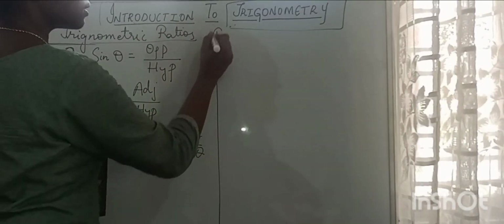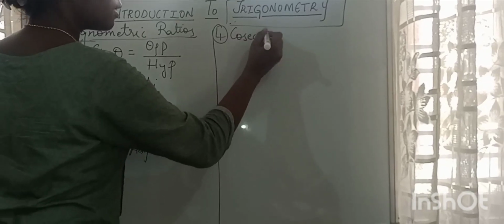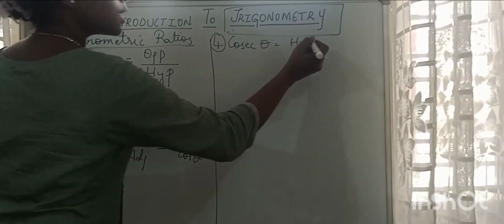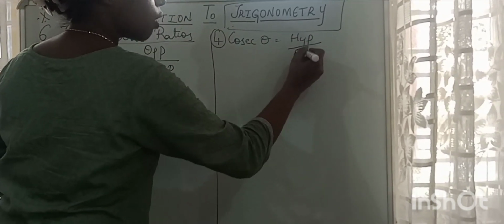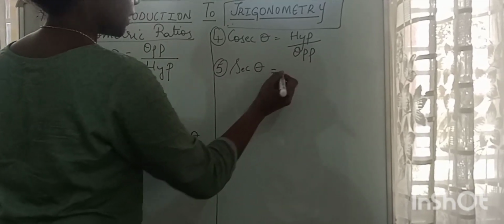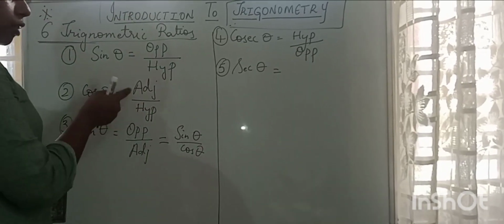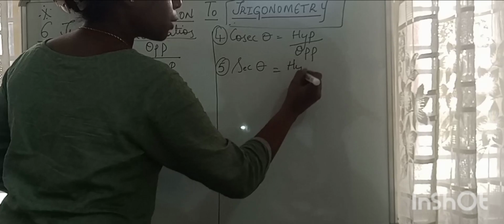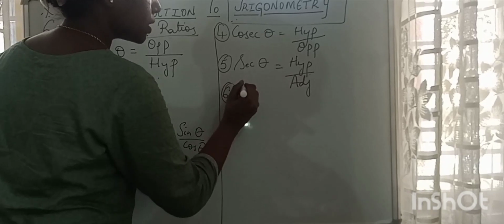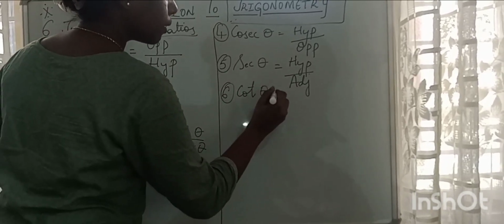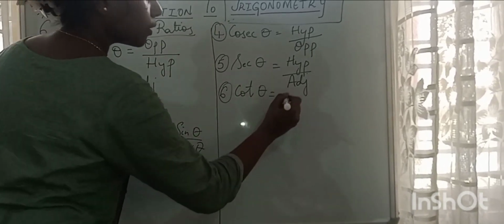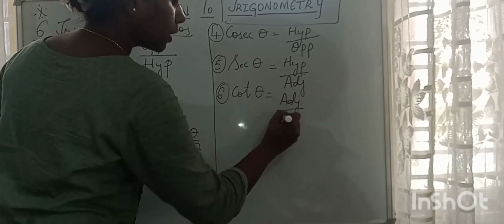The fourth one is cosecant theta. Cosecant theta is the reverse, the reciprocal, of sin theta. It is hypotenuse by opposite. Fifth one is secant theta. Secant theta is the reciprocal of cos theta. So it is hypotenuse by adjacent. The last one is cot theta. It is the reciprocal of tan theta. So it is adjacent by opposite.